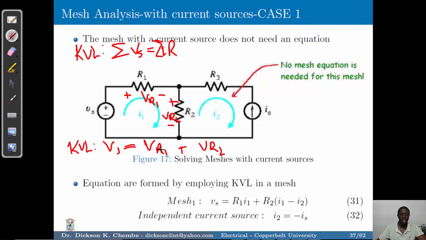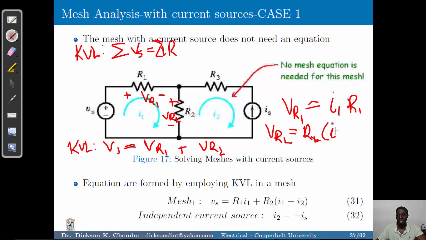But what is VR1? VR1 is simply the mesh current multiplied by the resistor. So VR1 is equal to the mesh current I1 multiplied by R1. But when we come to the voltage drop across resistor 2, because there's a shared current coming from mesh 2, this resistor has shared current. So you've got I1 and I2, but because our main mesh is I1, we subtract the current from mesh 2, which gives us R2 times (I1 minus I2). This is what you see here. So the voltage drop across resistor 2 is given by that.